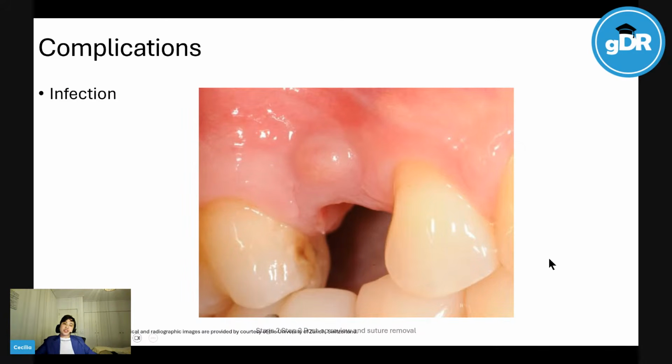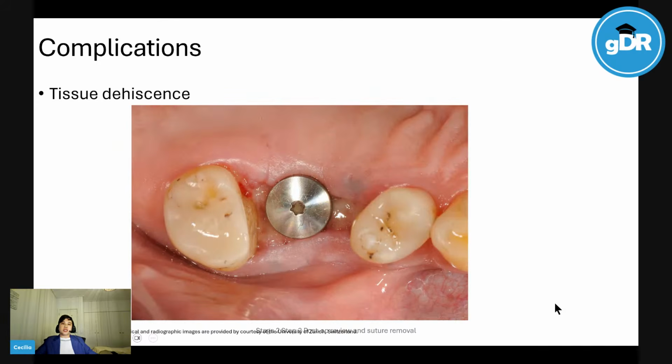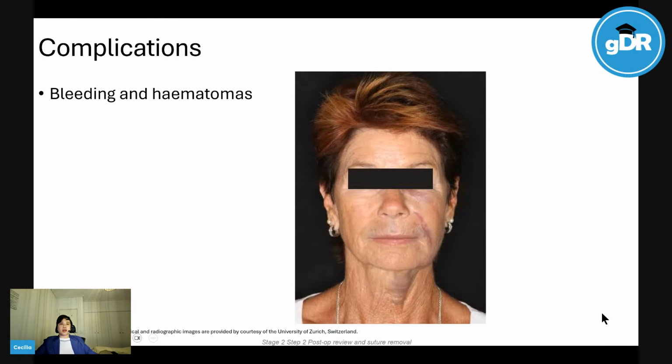Complications: infection. Implants can fail from infection, often if there's not good primary stability at the time of placement. Tissue dehiscence: this is basically loss of tissue around here, and then you'll also get loss of bone around there. And then bleeding and hematomas. If you do implant surgery, you need to understand the risks, which we talked about at the beginning of the lecture, and complications, and be able to manage them.